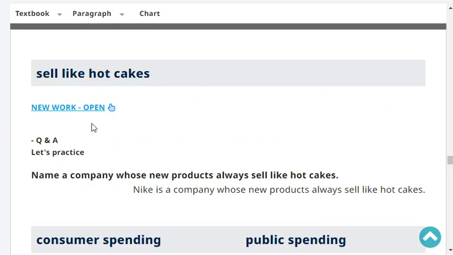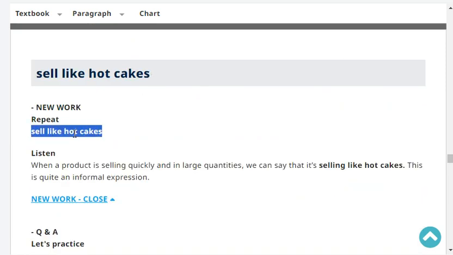Okay, next, repeat. Sell like hotcakes. Very good. Okay, listen. When a product is selling quickly in large quantities, we can say that it's selling like hotcakes. This is quite an informal expression though. So if the product or the item is selling very quickly, in huge amounts, it's selling like hotcakes.